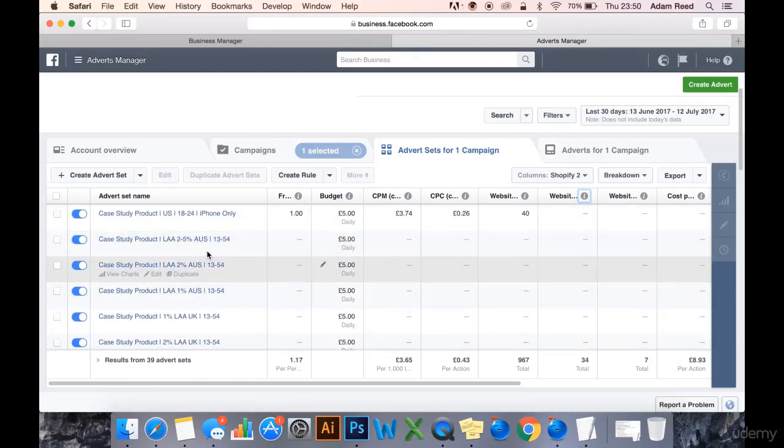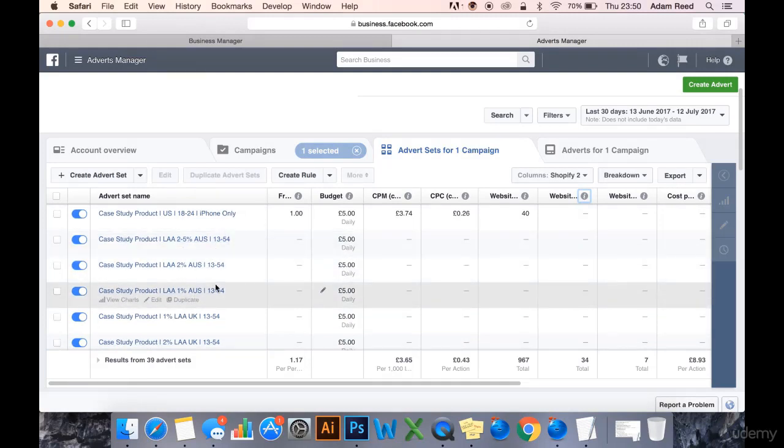So we've got our Australia lookalikes here. They're all very open, between 13 and 54. They're all male. Facebook news feed and Instagram feed.